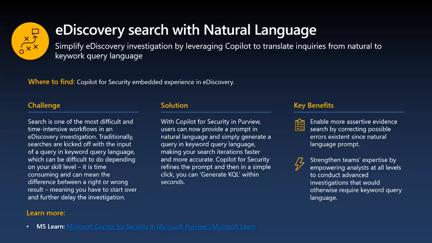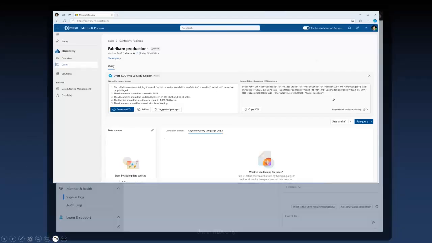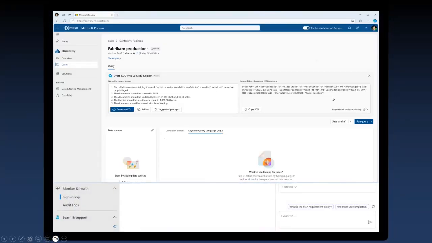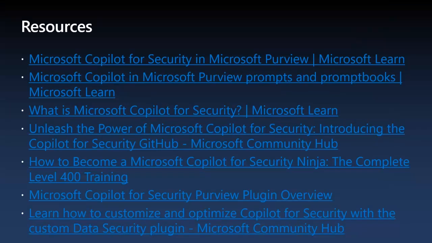So using Copilot for Security to help summarize that, making it easier for folks to do that investigation and saving time, is another really good scenario that we've seen customers use. And again, this is what that looks like. We've got the Copilot for Security experience on the left, where you can put the natural language in, and then on the right, it generates the keyword query language for us to do that investigation.